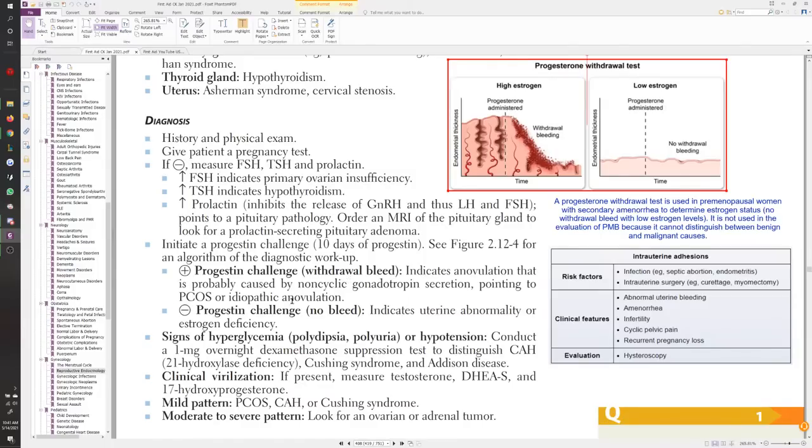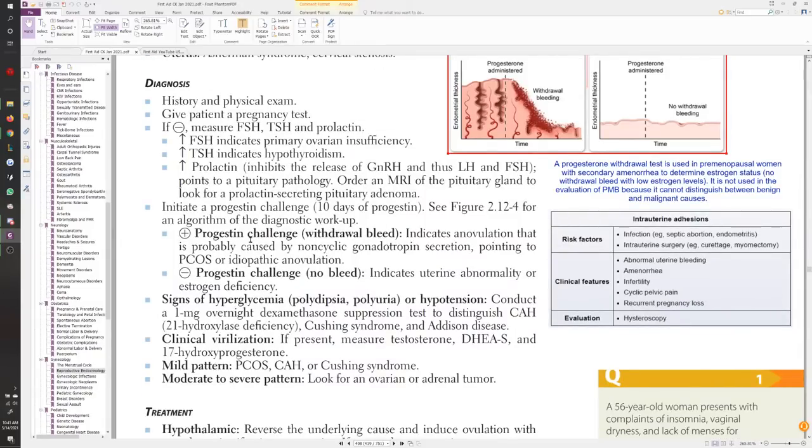Now, if there's a negative progestin test, this indicates uterine abnormality or estrogen deficiency, mainly it'll be estrogen deficiency, that estrogen never even built anything for the progesterone to break. Now, progesterone doesn't break it. Progesterone is supposed to hold it. This is why when you stop giving the progesterone, it's no longer held, and then there's a withdrawal bleed, right? So here, there's nothing for the progesterone to even hold. So when you stop the progesterone, nothing is lost.